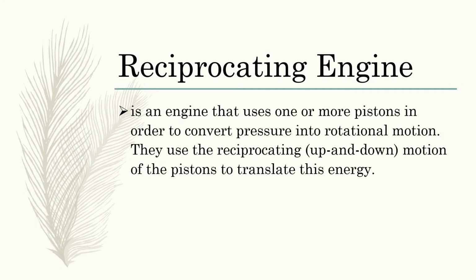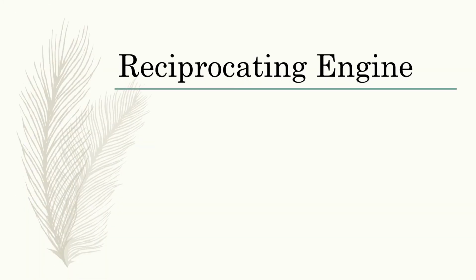Reciprocating engine is an engine that uses one or more pistons in order to convert pressure into rotational motion. They use the reciprocating up and down motion of the pistons to translate this energy. Reciprocating engines have one or more pistons which follow the 4-stroke cycle visible in this figure.